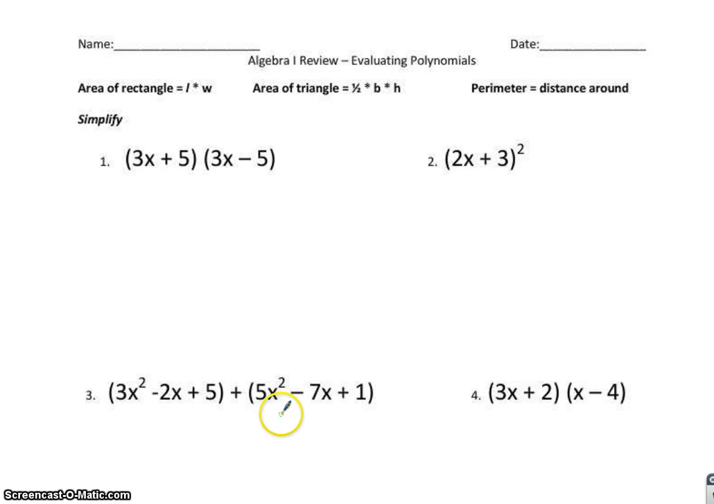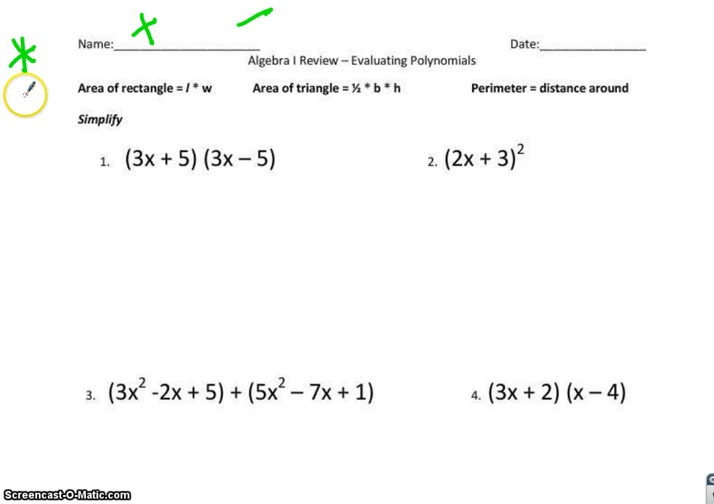This is Algebra 1. It is a review over polynomials and exponents. The key to this review and exam is paying attention to what the problem is asking you. You need to make sure you know, is it asking you to multiply, or is it asking you to add, or is it asking you to subtract?